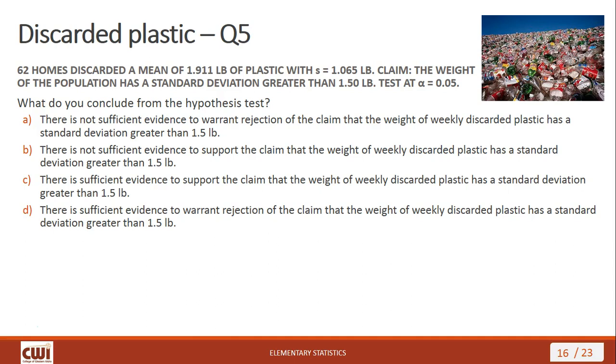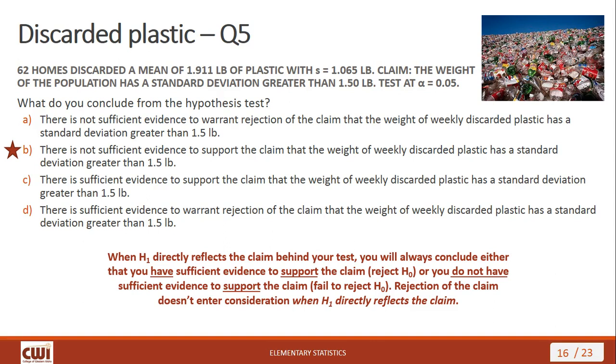Now, the difference between A and B is that A says that there is not sufficient evidence to warrant rejection of the claim, and answer option B says there is not sufficient evidence to support the claim. At this point, we ask ourselves, do we have a one-tail test or a two-tail test? Well, remember back when we were forming our alternative hypothesis, we noted that we have a one-tail test. Therefore, we want to have the wording read support the claim, and that's going to lead us to select answer option B. There's not sufficient evidence to support the claim that the weight of weekly discarded plastic has a standard deviation greater than 1.5 pounds.